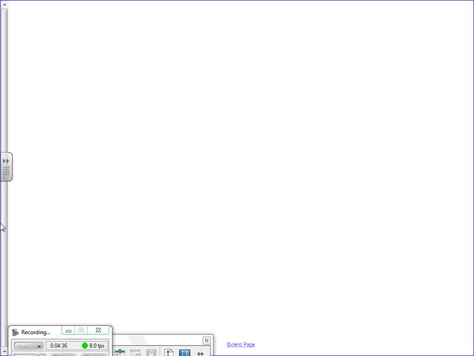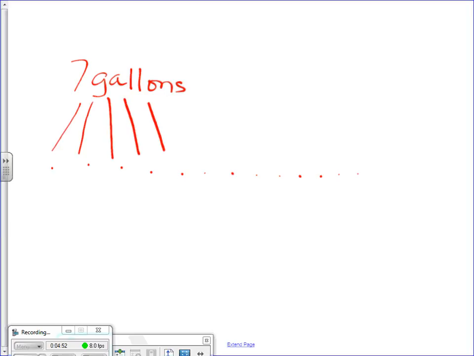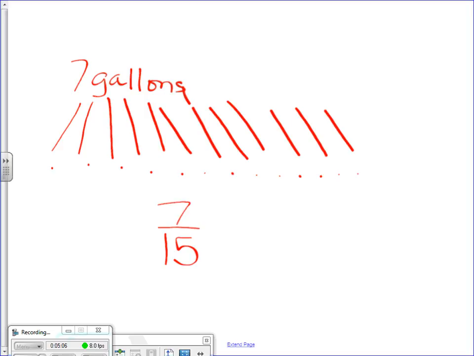7/15. You have 7 gallons of peanut butter and you've got 15 jars. So I've got 15 jars. You got the 7 gallons that you're having to split up. Don't write this down. I'm just showing you. You've got 7 gallons and you're having to divide this up into 15 containers. 7/15.